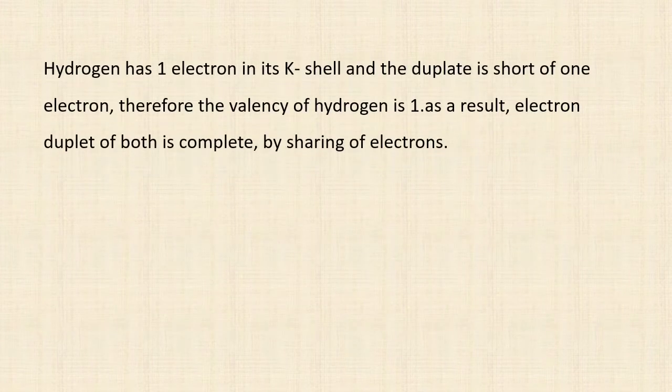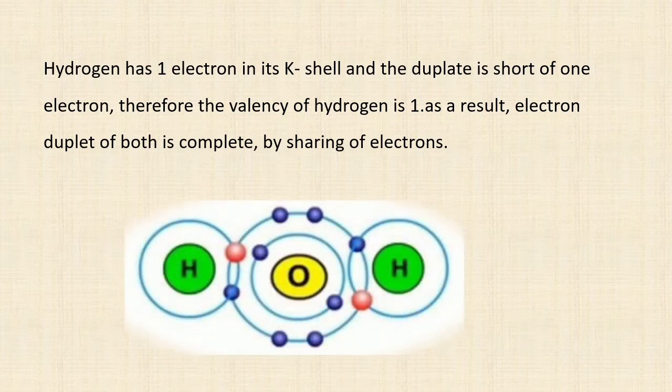Hydrogen has one electron in its K shell and its duplet is short of 1 electron. Therefore, the valency of hydrogen is 1. As a result, the electron duplet of both is completed by sharing of electrons. Here we can see hydrogen shares 1 electron with oxygen and forms a water molecule.